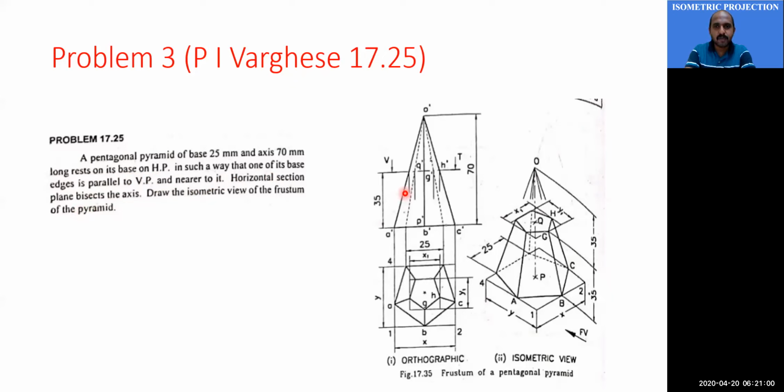So here is a pentagonal pyramid. Base edge is 25, height is 70, and it is cut by a section plane. That section plane is parallel to the HP, and it is at 35 mm because it bisects the solid, 35 mm above the XY line. So this is the frustum of the solid that you get. On the right side you can see the isometric view of the frustum of the solid. Now let us see how to solve this one.